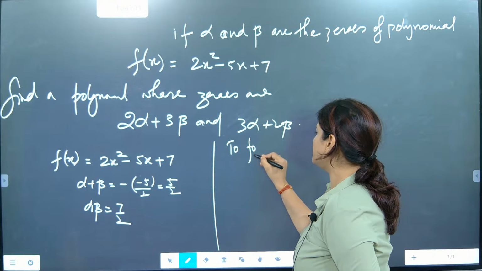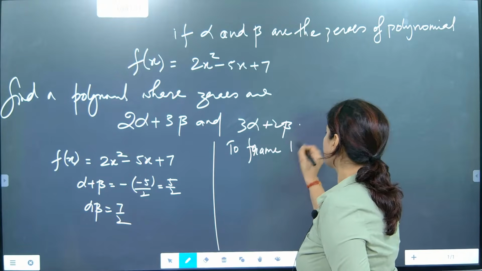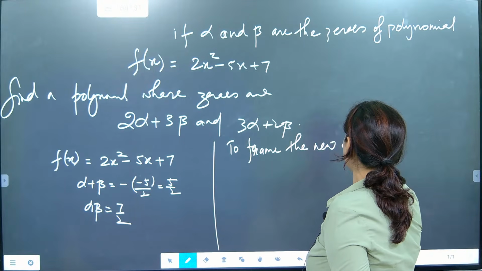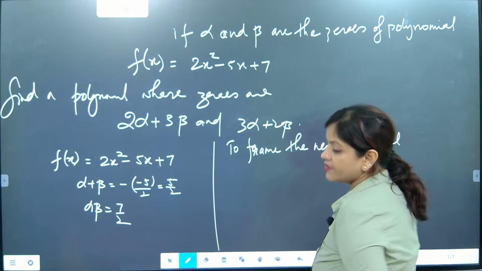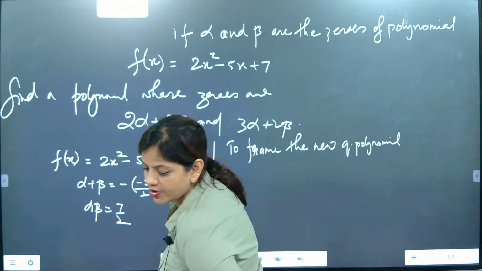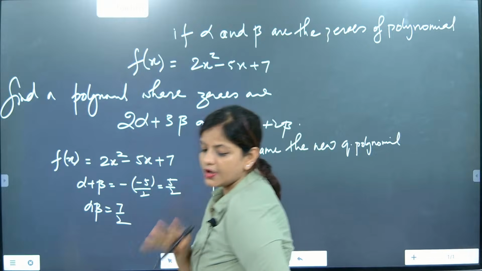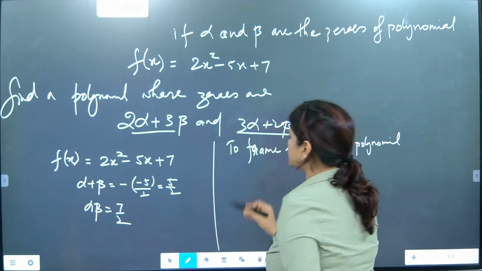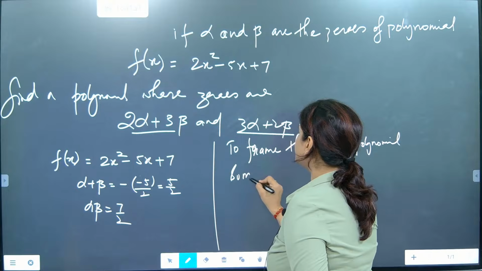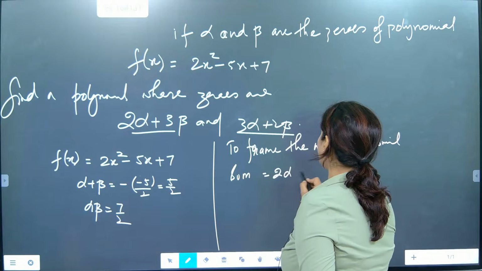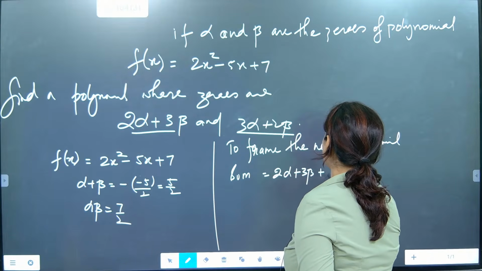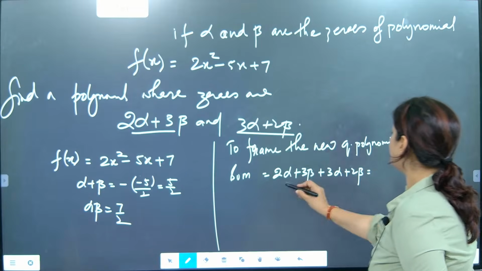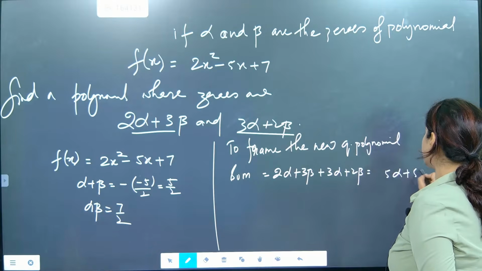Now, you have to frame a new quadratic polynomial whose zeros are 2 alpha plus 3 beta and 3 alpha plus 2 beta. I'm writing in short, you must write everything. To frame the new quadratic polynomial, these are the roots. So sum of zeros is 2 alpha plus 3 beta plus 3 alpha plus 2 beta, which will be equal to 5 alpha plus 5 beta.